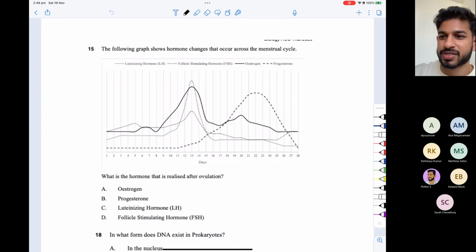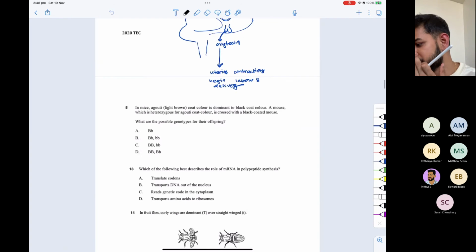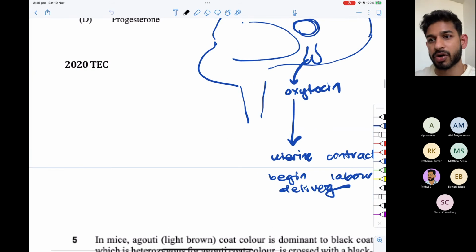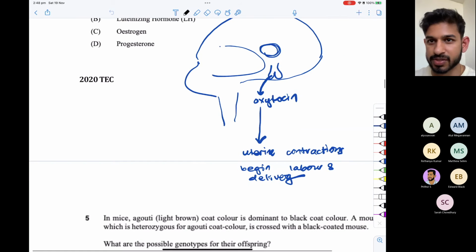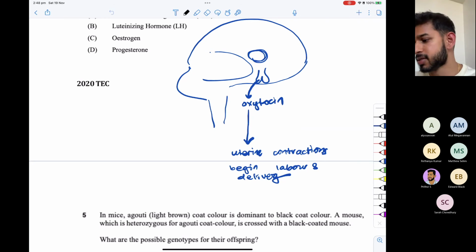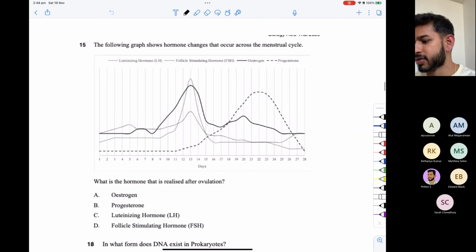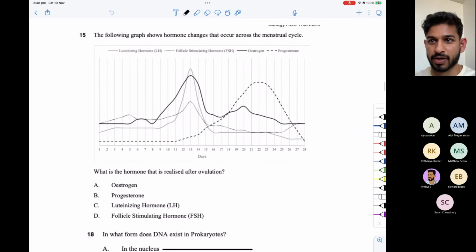See how easy these questions are once you understand pregnancy and hormones. Can you guys hit the raise hand icon once you get an answer to this question? So you can write this down as question 2020 TEC trial paper. They all have different names. This is just one of the trials that students sit. 2020 TEC trial paper. When you get an answer to question 15, hit the raise hand icon.